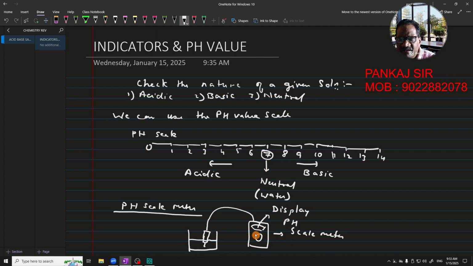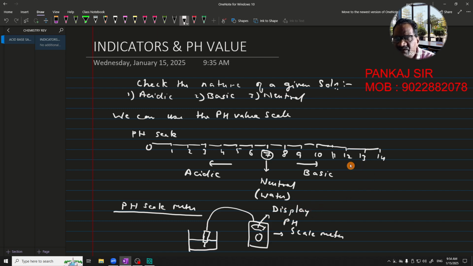Now suppose the pH value flashing over here is 3, it indicates that it is acidic in nature. Suppose it is 1, then it is a very strong acid. Suppose it is 2, still it is a strong acid. But if it is 5 or 6, it is still an acid, but a weak acid. Suppose it flashes 7, that means it's a neutral solution, neither acidic nor basic. And suppose it flashes 8 or 9, then it is a very weak base. And if it flashes 13 or 14, that will be a very strong base.